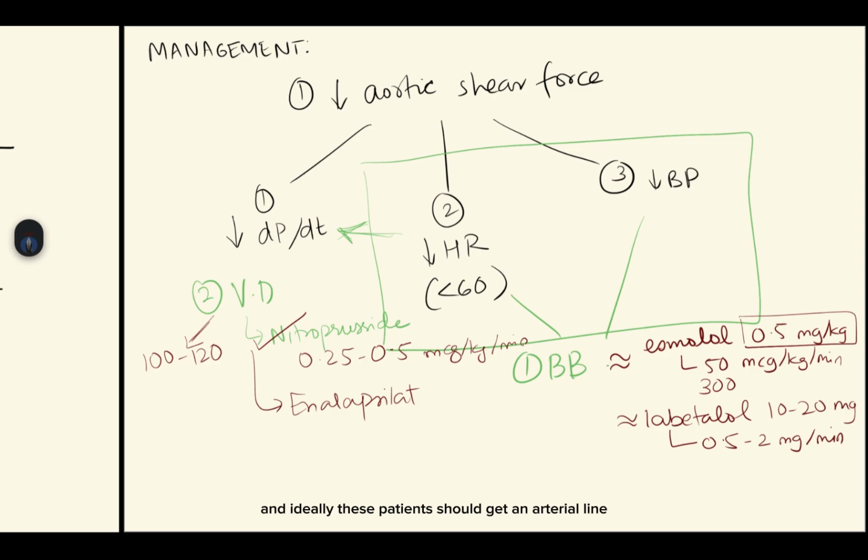And ideally, these patients should get an arterial line in the uninvolved extremity, because then you can monitor and titrate your therapy very closely and continuously. Another management principle is obviously going to be analgesia, because these patients can come in with a significant amount of pain, and that pain can lead to a sympathetic discharge, leading to increased heart rate, leading to increased blood pressure, and an increase in the aortic shear force.